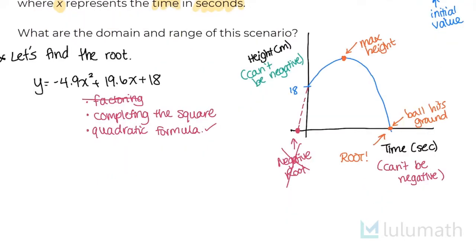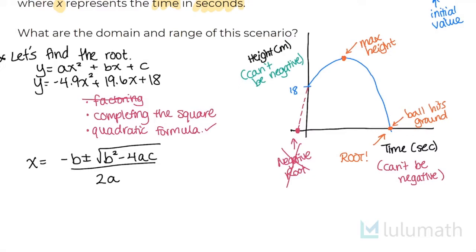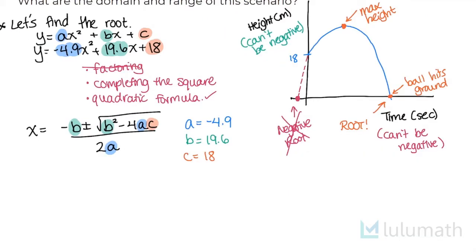So if you remember, the quadratic formula is as follows. X equals negative b plus or minus the square root of b squared minus 4ac all over 2a. And just a reminder that the standard form of a quadratic relation is y equals ax squared plus bx plus c. So the a value is negative 4.9, the b value is 19.6, and the c value is 18. So I'm going to go ahead and plug in all of this information here.